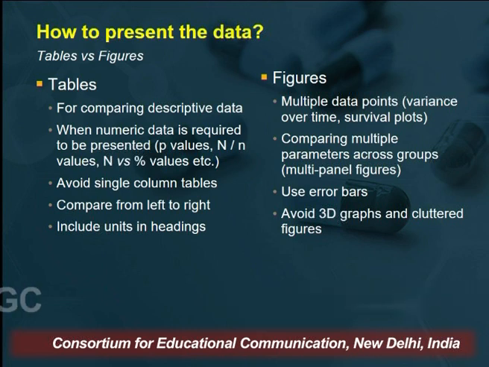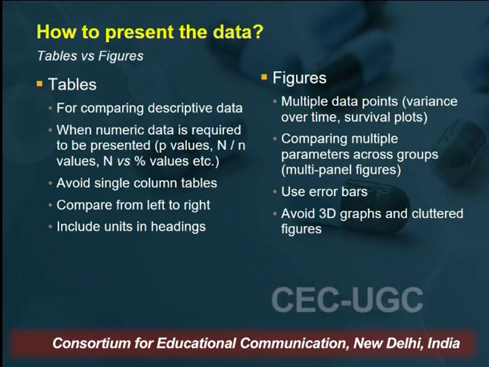In tables, for comparing descriptive data, when numerical data is required to be presented with p-values, n by n, n versus percentage values, for this kind of data we can use tables. And avoid single column tables. A single column table doesn't mean anything. We don't have anything to look upon, what is in the rows and what is in the columns. So don't use tables for data which is single, which doesn't need any comparison.